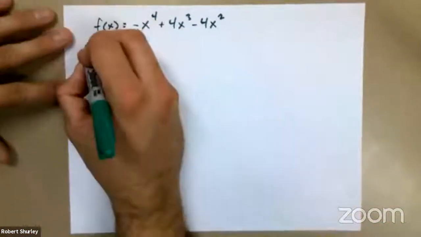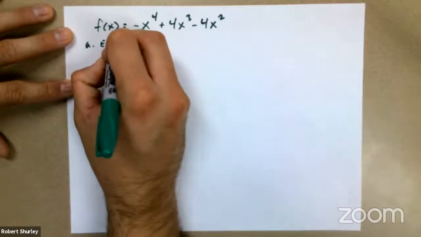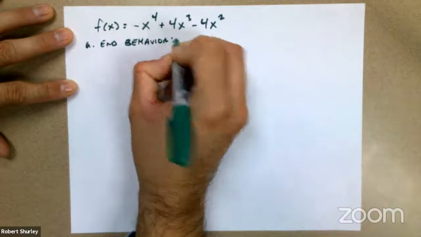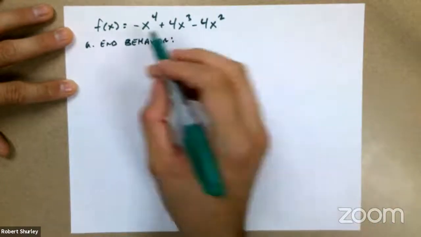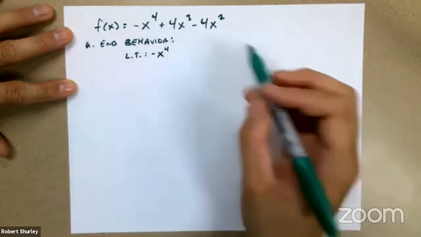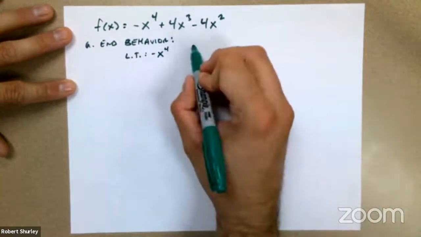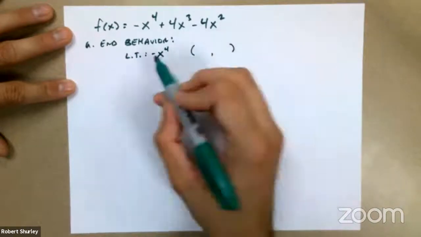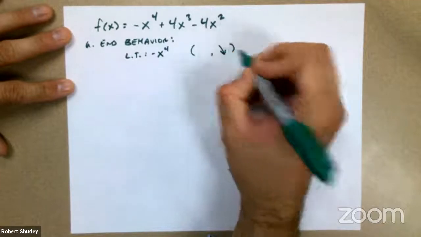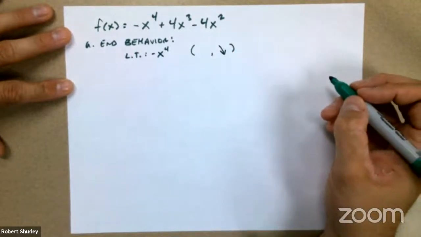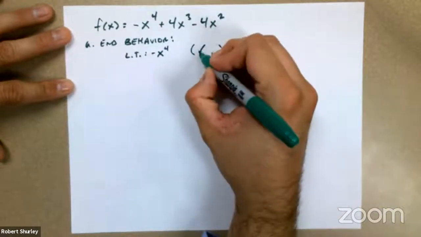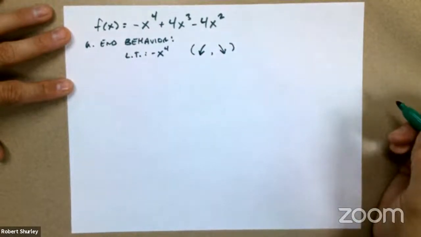First off, let's do end behavior. It's different. Okay, end behavior. Now notice the leading term here is negative x to the fourth. Because we have a leading coefficient that's negative, I know that this is going to go down to the right. I've got a degree that's even, so it has to be the same on the other side. It has to be the exact same.